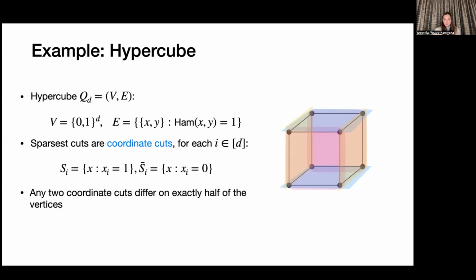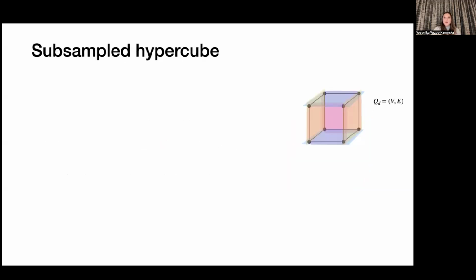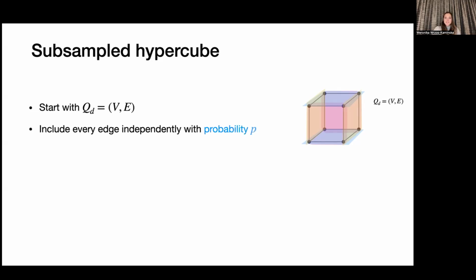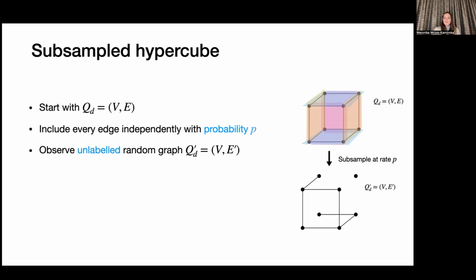Okay, so if I'm given a hypercube, then it is easy to recover the coordinate structure. I can just find it from looking at the structure of the hypercube. But now, what if I subsample the hypercube? Okay, so what if I do the following? I start with a d-dimensional hypercube, and I include all of the vertices, but I subsample the edges at a rate p, which is less than 1. Okay, this gives me a random graph, and furthermore, I will think of the vertices as unlabeled. Okay, so I don't see them with the Boolean hypercube labels, I just see them as unlabeled vertices, together with some edges, which are the edges that I subsampled.